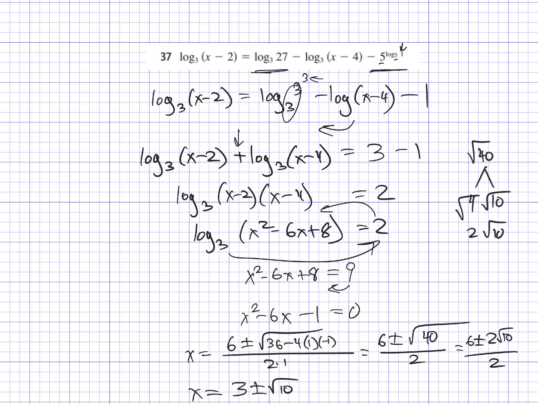And the square root of 10 is 3 something, so 3 minus the square root of 10 is going to give you a negative. And we're not going to take the logarithms of negatives. So the real answer is 3 plus the square root of 10.